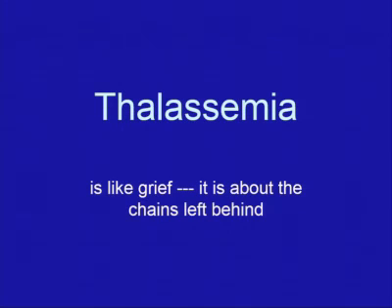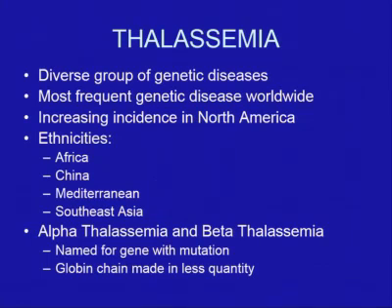So I'll start with thalassemias. These are really a very diverse group of genetic diseases. It's the most frequent genetic disease seen worldwide. The incidence is potentially going up in North America. And it's a little bit geographically and ethnically limited. So we see this many times in patients of African ancestry, Chinese, Mediterranean, and Southeast Asian.